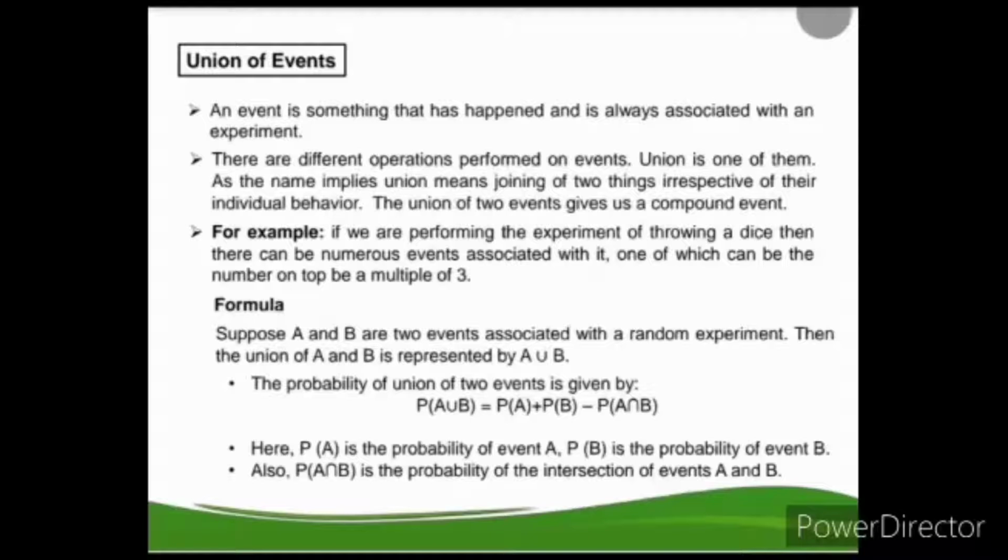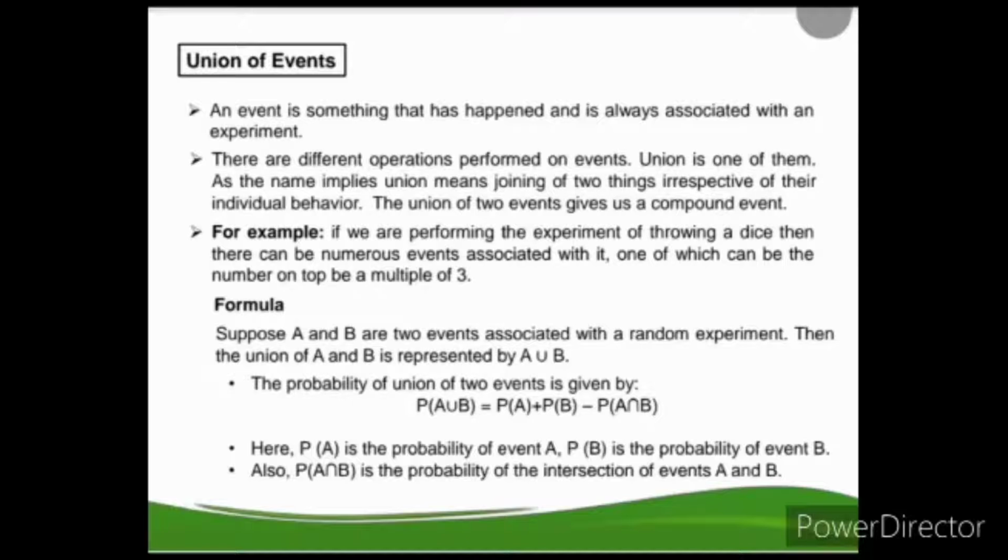Let's proceed to the union of events. An event is something that has happened and is always associated with an experiment. There are different operations performed on events. Union is one of them. As the name implies, union means joining of 2 things irrespective of their individual behavior. The union of 2 events gives us a compound event.